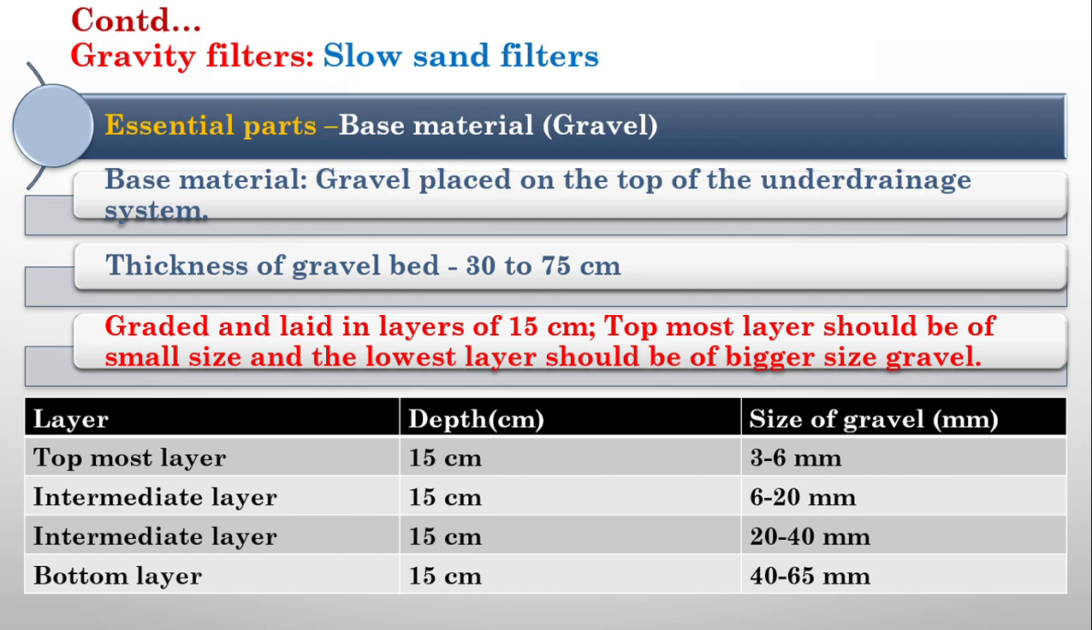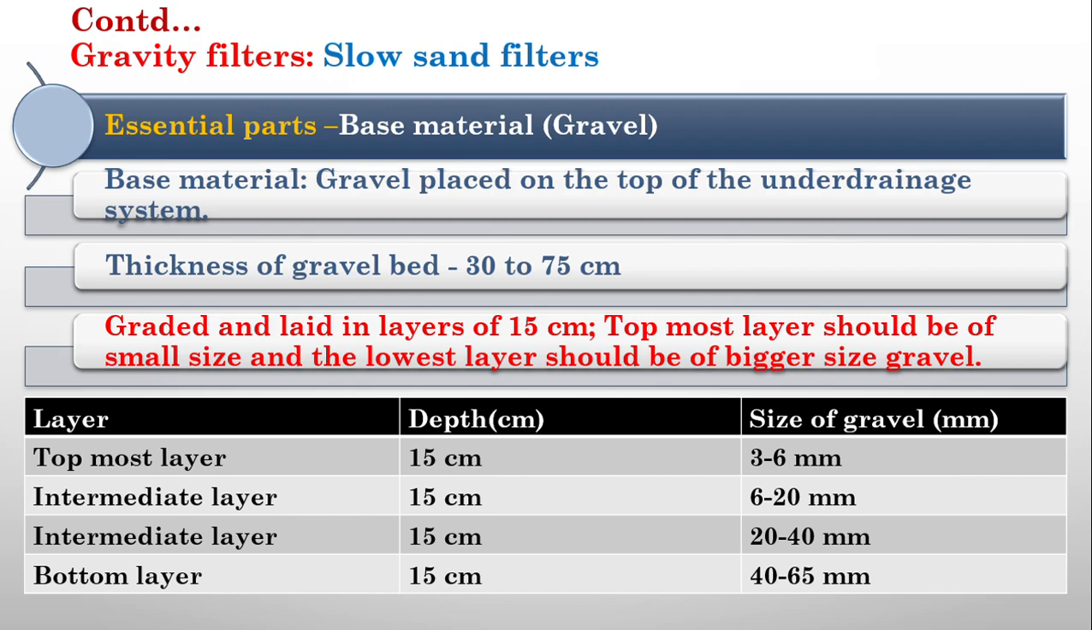Different sizes of gravel are layered. The topmost layer will be 50 centimeter depth and the size of the particle will be 3 to 6. That is, at the topmost part we will place the small sized gravel, above which we will place the sand.